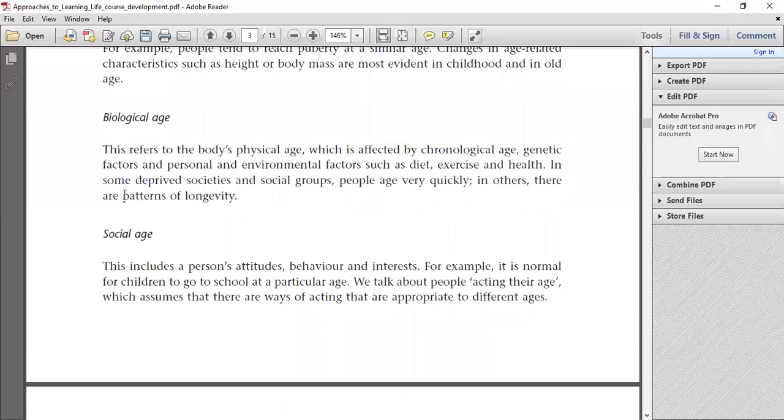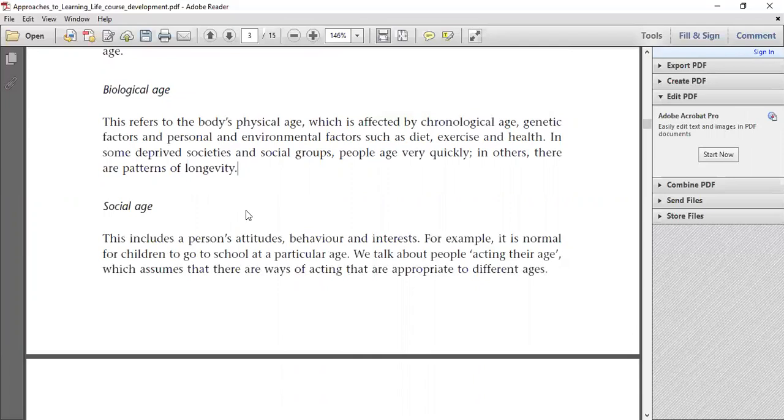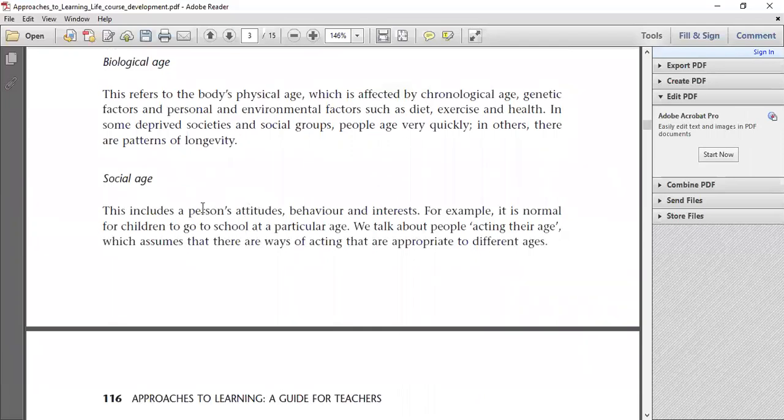And that is what they call patterns of longevity. So either you are going to have a longer life. Japanese, they say, or the people in Southeast Asia, they live quite long as compared to many other parts of the world. Then social age, it includes personal attitudes, behaviors, and trust.